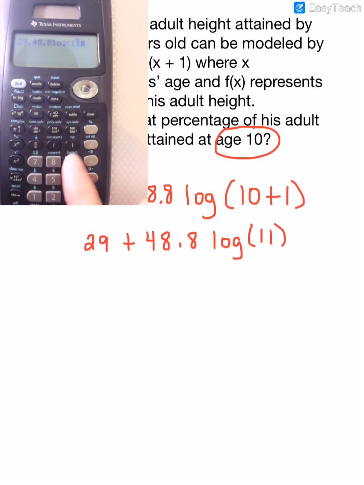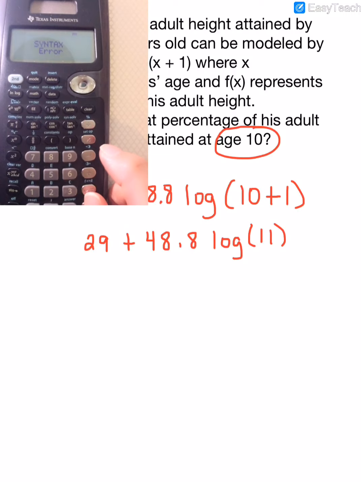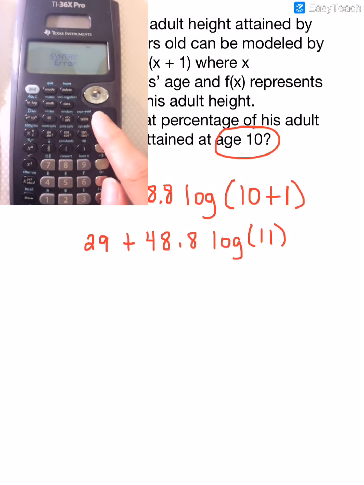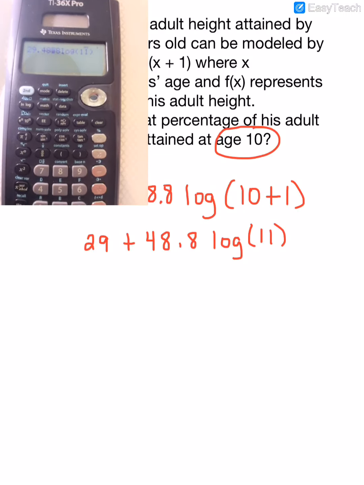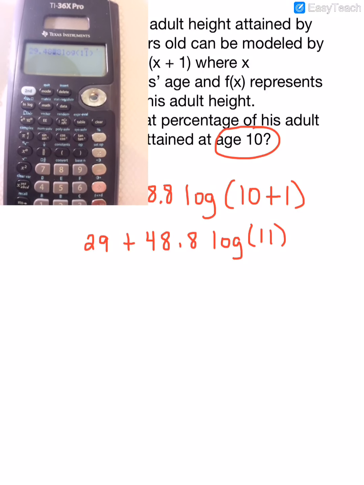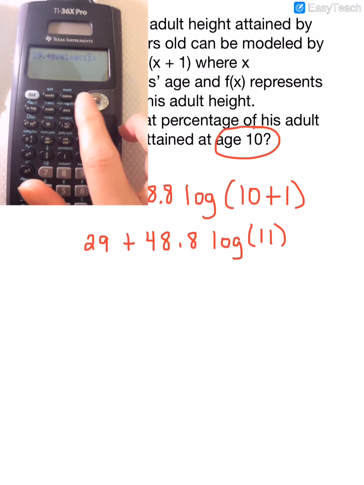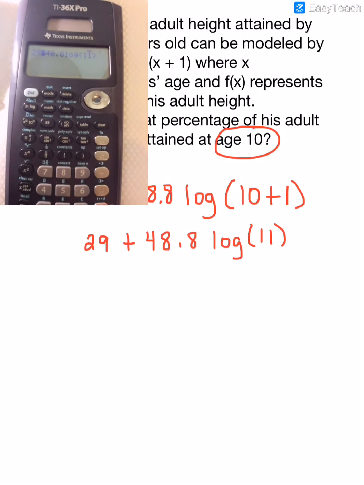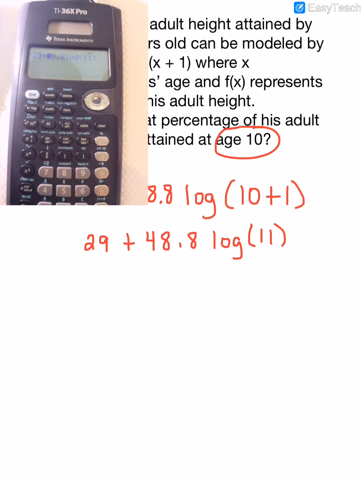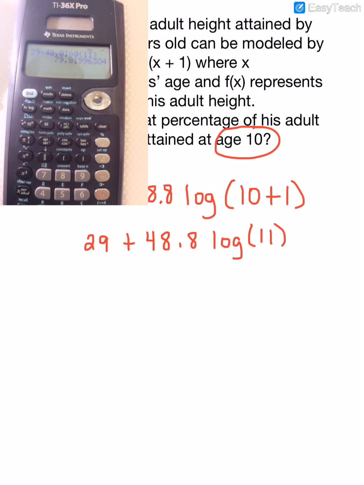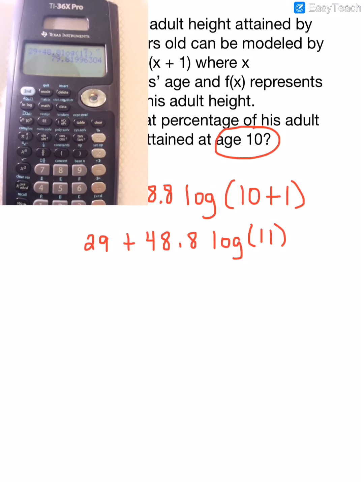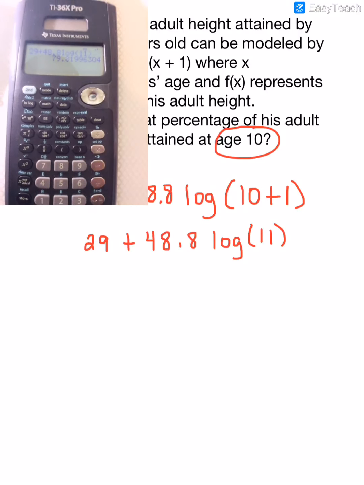And then I put in 11, close my parenthesis. Ooh. Well, let's see what we did. Oh, I didn't put the plus. I had put a decimal instead of a plus. So let me put the plus in there and hit enter, and I get 79.82, which was the same as I got with the other calculator.